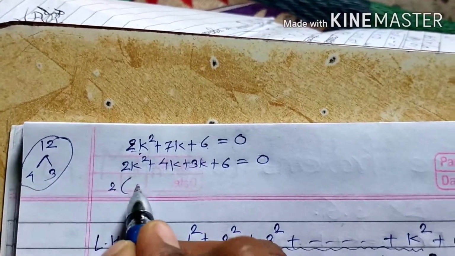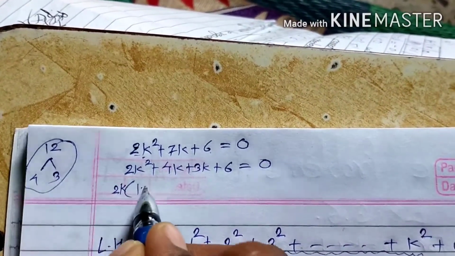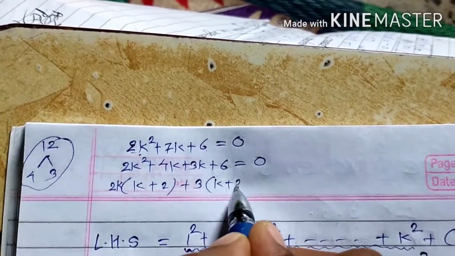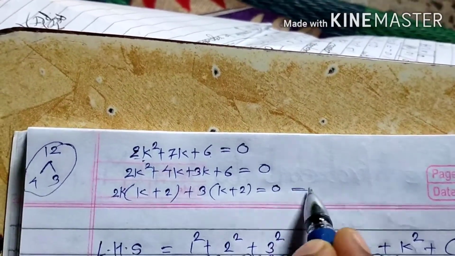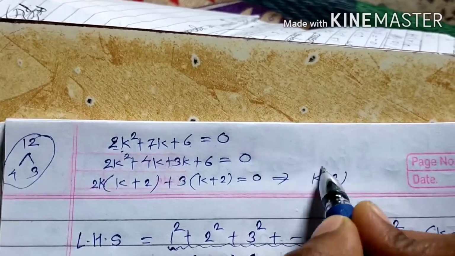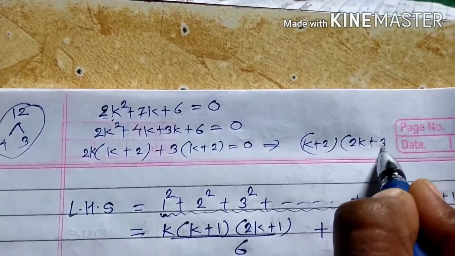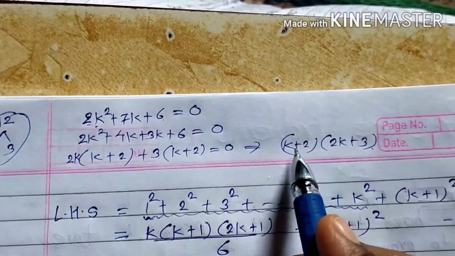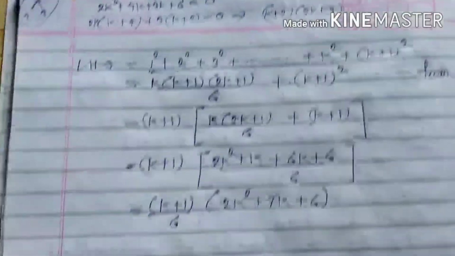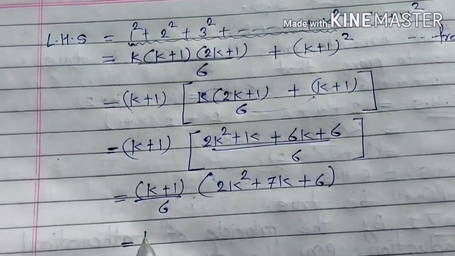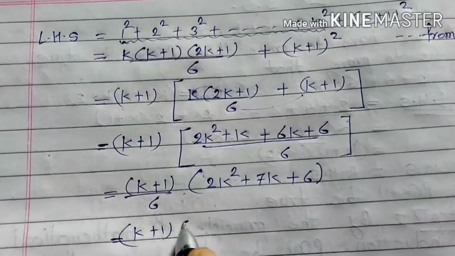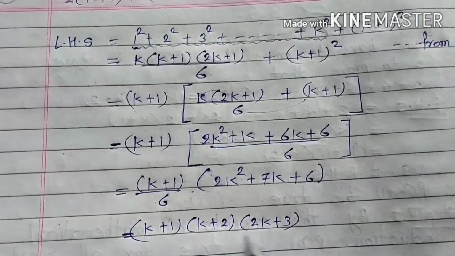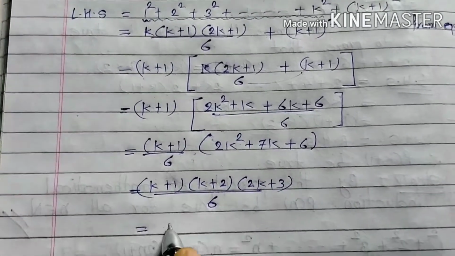Take 2k common, so here k plus 2, and here 3 common, so this is k plus 2, which is equal to 0. So it implies that k plus 2 and 2k plus 3. So factors of this quadratic equation are k plus 2, 2k plus 3. Now write this. So it is k plus 1, k plus 2, 2k plus 3, and this upon 6. So it is RHS.